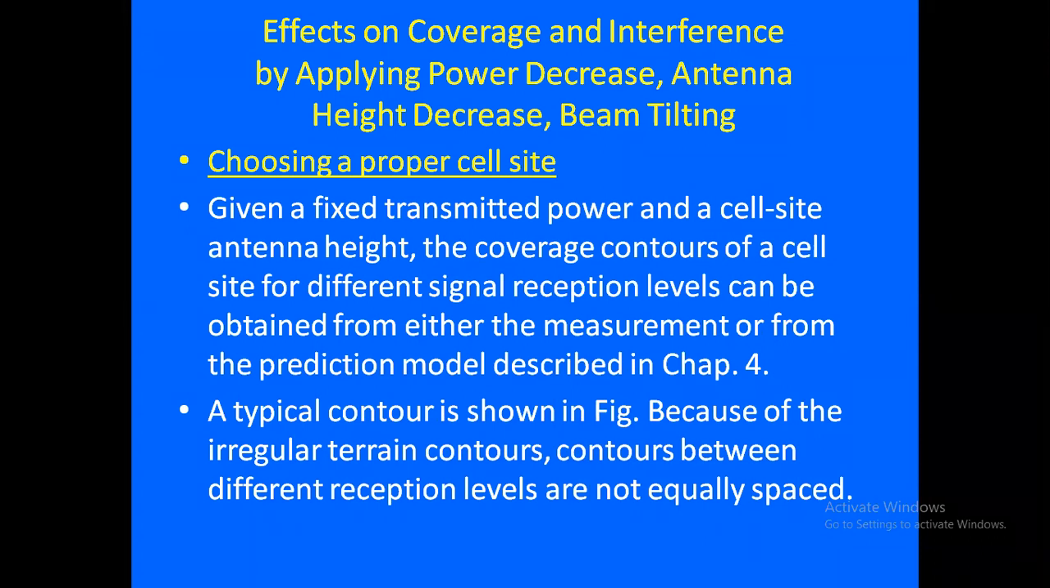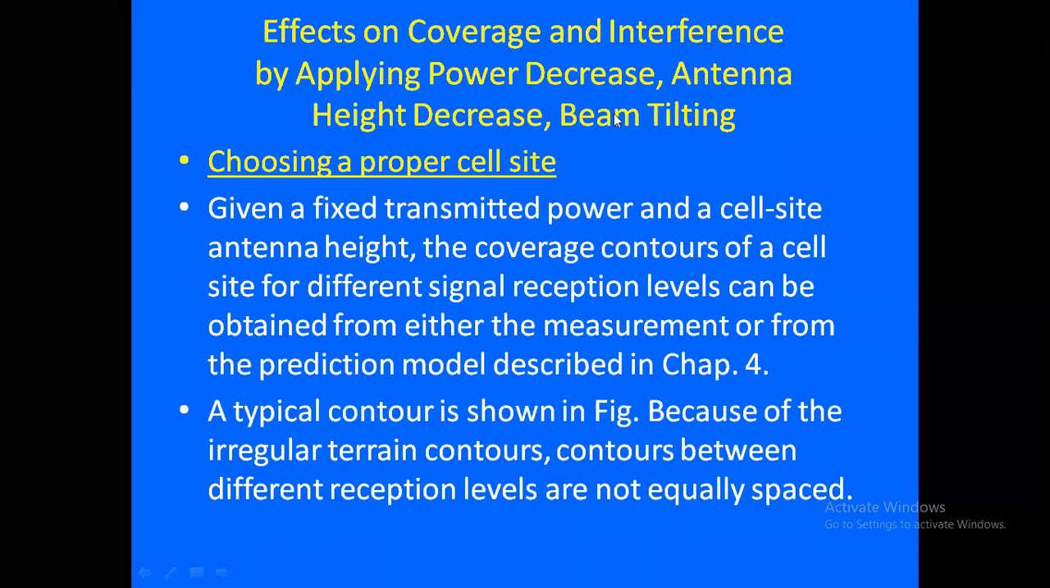Contour is nothing but boundary. Because of the irregular terrain, the contours between different reception levels are not equally spaced. They are not equally spaced.